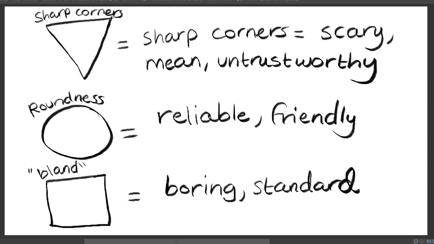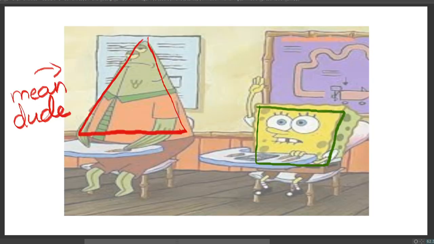So, you see here, if we all remember this episode, this guy here, he was the really mean bully dude. And the character designers in the show decided to make him a triangle so that automatically us as an audience, we associate him with being a mean person, you know?